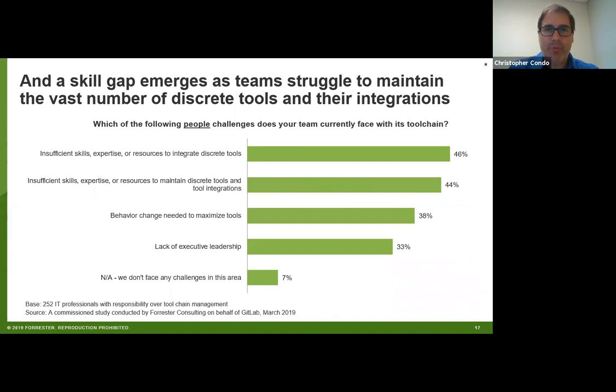So the whole thing is really all tied up in a knot, which is at least strongly correlated with why teams are stuck in this quarterly release cycle. They can't go faster, they can't get code out the door because they're too busy dealing with these tools.